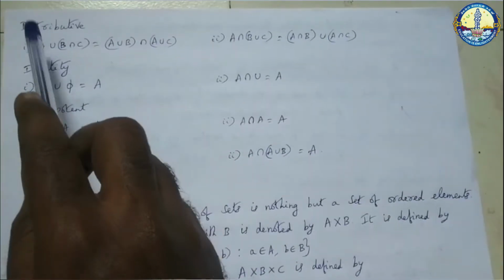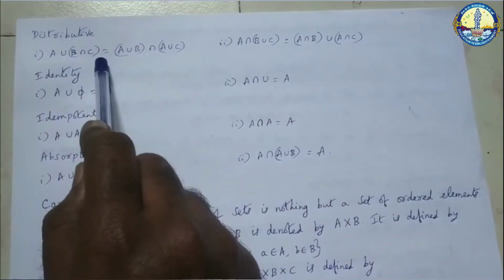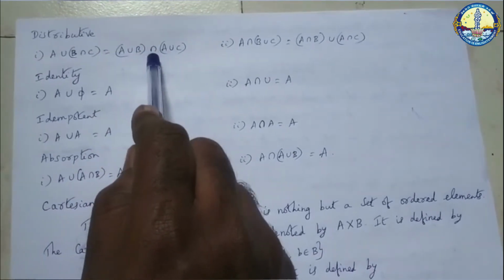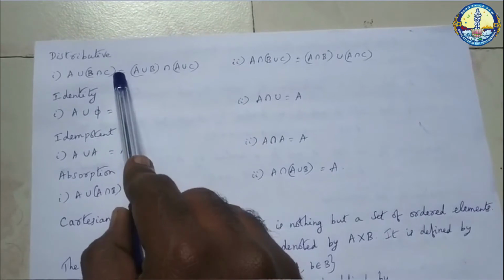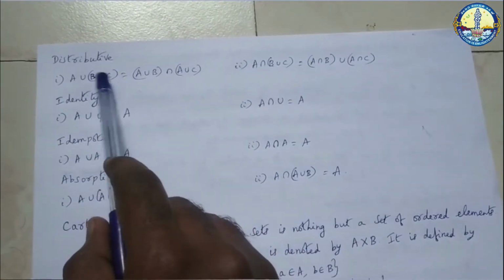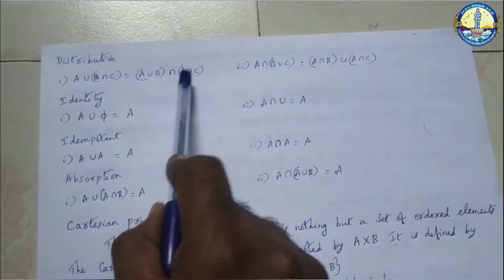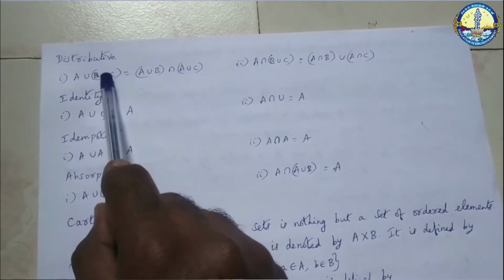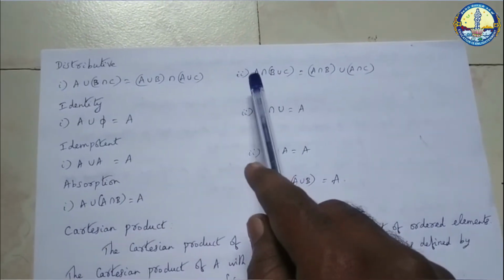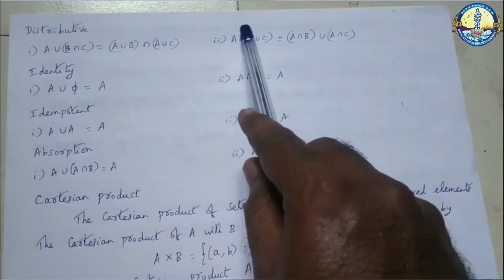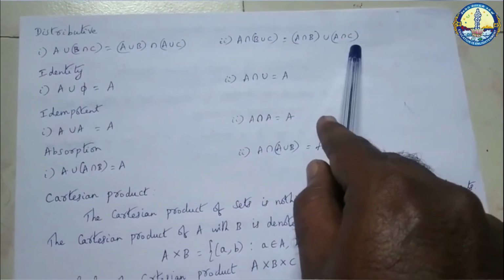The next property is distributive. A union (B intersection C) equals (A union B) intersection (A union C). That is, first find B intersection C, and then find A union with this result, which equals (A union B) intersection (A union C). Similarly, A intersection (B union C) equals (A intersection B) union (A intersection C).